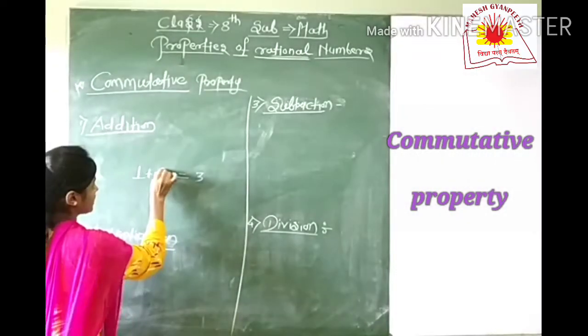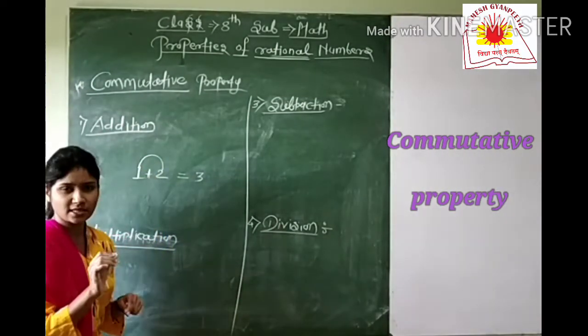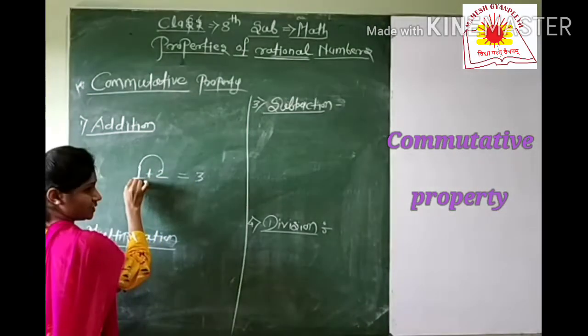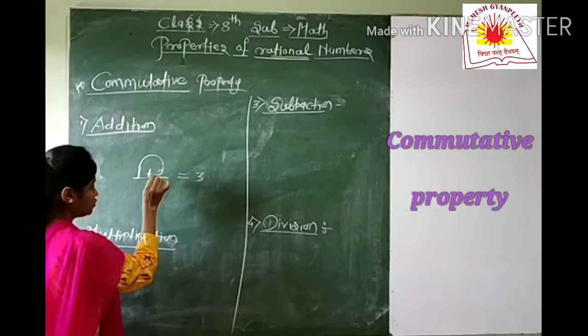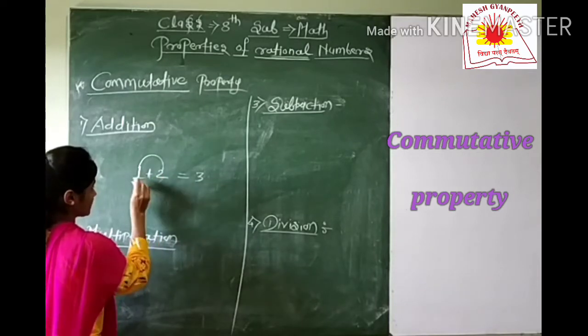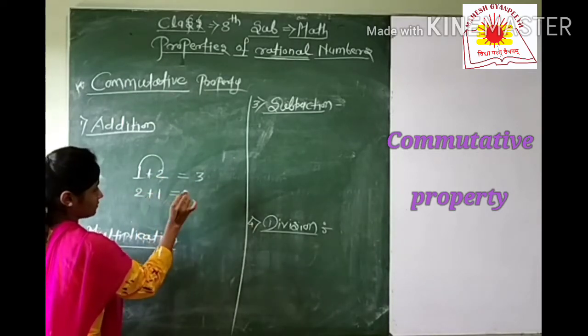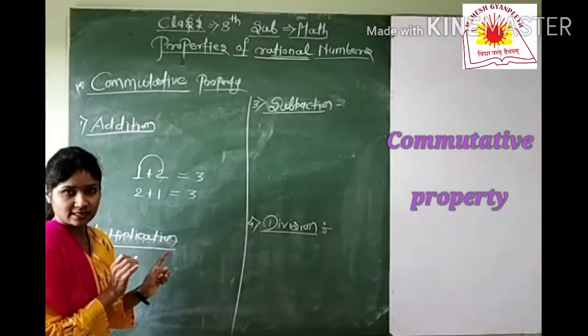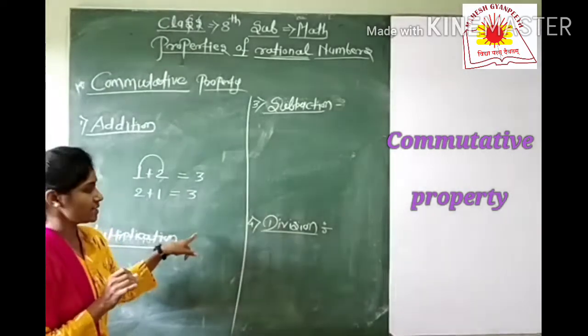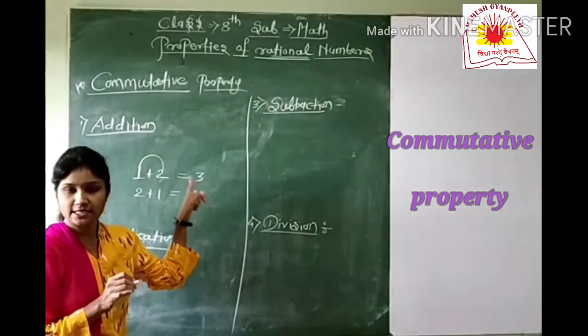Suppose we change their order, interchange their places. 2 plus 1. What is that? You get the answer 3. The same answer. This is what we have to check here. This is the commutative property.